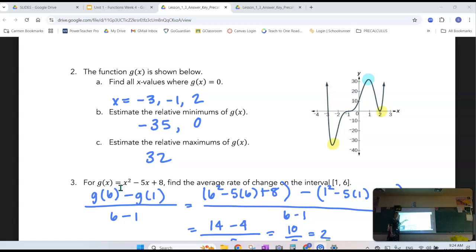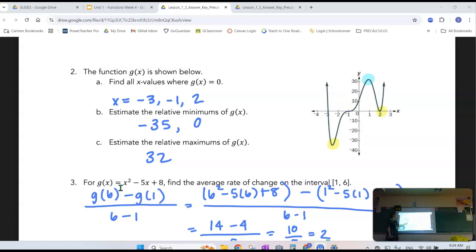G of x is the same thing as y. So on the graph, we're looking where is y equal to 0, and those x values are these 3 spots here. So my answers are x is -3, x is -1, and x is 2, because there's 3 spots where it crosses the x-axis. Okay?